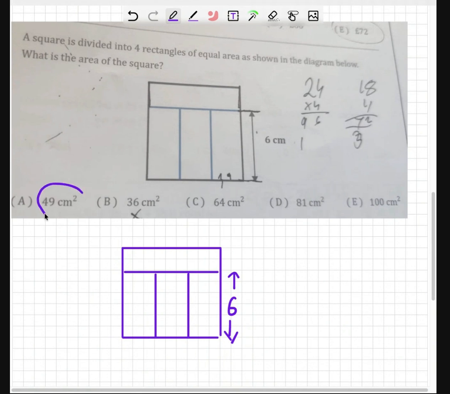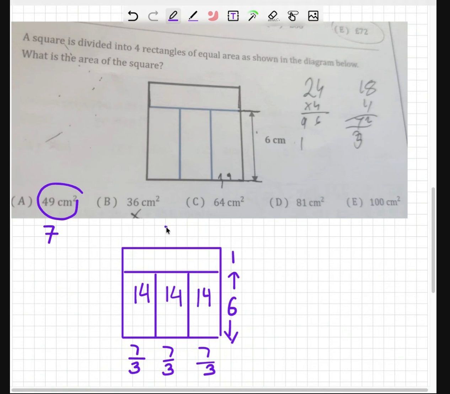If the area of the square is 49, that means the side of the square must be 7. So this part must be 1. And if the side is 7, that means these three rectangles must be split equally as 7 by 3 each. So if this is 7 by 3 each, which means the total is 7, the area of the rectangle inside here becomes 7 by 3 times 6, which is 14.